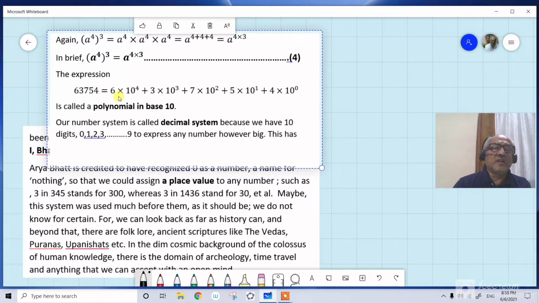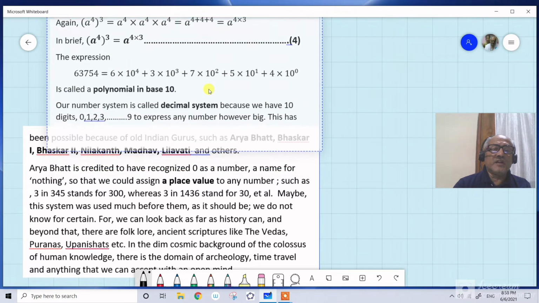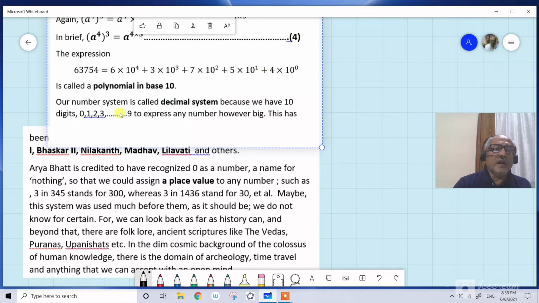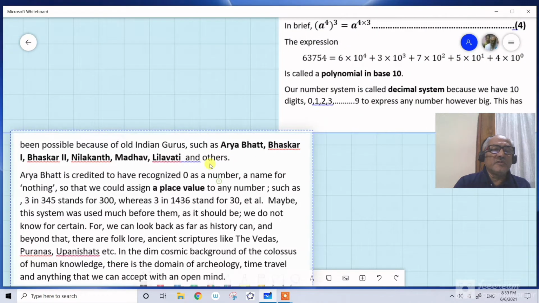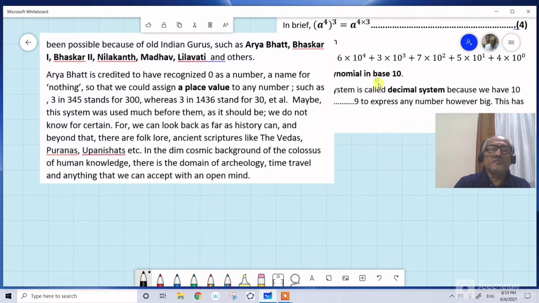Now come to that expression 63,754, and this expanded form 6 into 10 to the power 4 plus 3 into 10 to the power 3, etc. This can be called a polynomial in base 10. Our number system in India or in the world right now is called the decimal system because we have 10 digits starting from 0 to 9. To express any number, however big, we can express it this way, and this is possible because of the old Indian gurus.